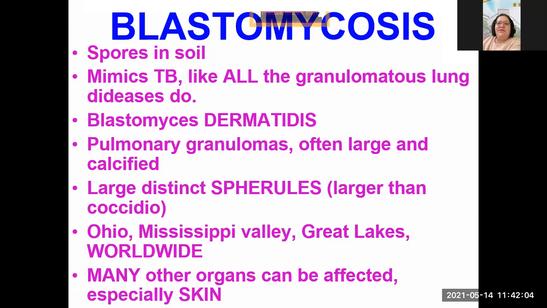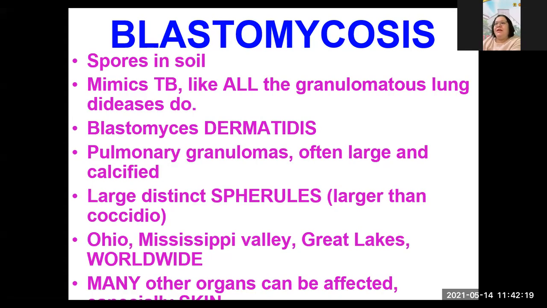Blastomycosis can be gotten from spores in the soil. It mimics tuberculosis like all granulomatous lung diseases. So it can cause blastomycosis dermatitidis. Pulmonary granulomas are often large and calcified. The large distinct spherules are larger than coccidioides, and it can occur worldwide, and there are many organs that can be affected, especially the skin.